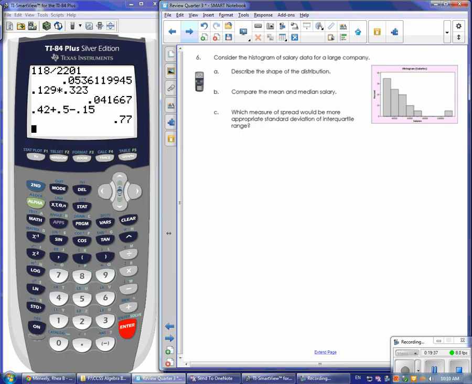In number 6, this is another one where you can use a calculator, but you don't need it. So in number 6, it says to consider the histogram of salary data for a large company. It says to describe the shape. I think very obviously this is not a symmetric distribution. It's very clearly skewed. And remember, when we're describing the skew, we want to describe where the tail is pointing. So in this distribution, we are skewed to the right.